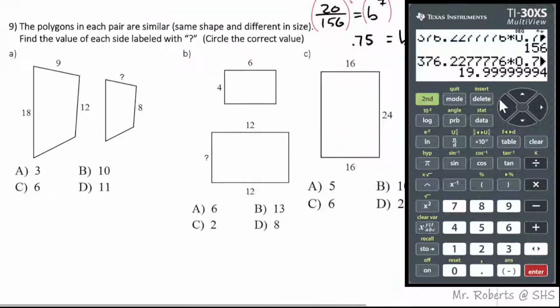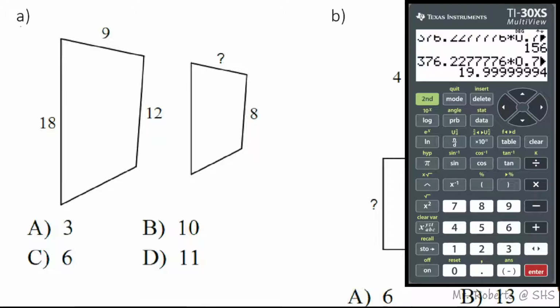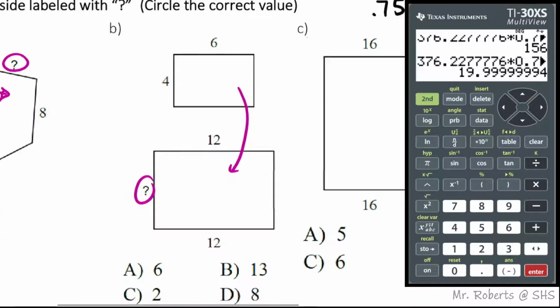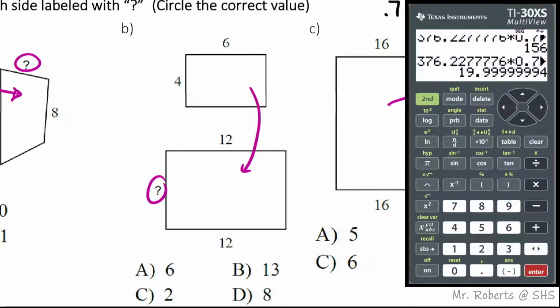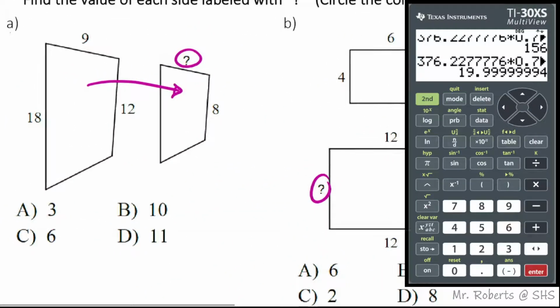Nap time. Last problem. I don't think a lot of us thought of these like this, but if you want to, you can arbitrarily say, I'm going this direction because I want to find this one, and I'm going this direction because I want to find this. So remember, way back at the beginning of chapter 8, we said that the scale factor is the new dimension divided by the original. So I can take 8 over 12. That's the scale factor for these similar quadrilaterals.